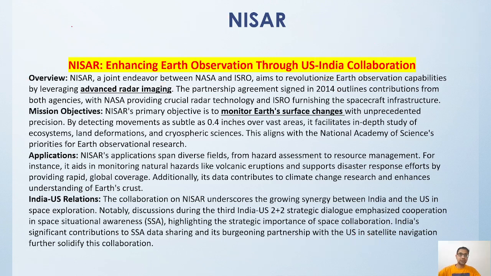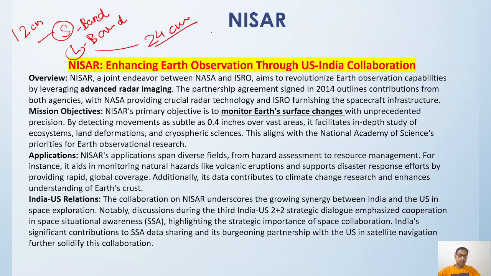Yeah, this satellite is using S band and L band transponders. If we go by the meaning of S band and L band, S band will be a 12 centimeter wavelength polarimetric synthetic aperture radar, and L band will be a 24 centimeter wavelength polarimetric synthetic aperture radar.